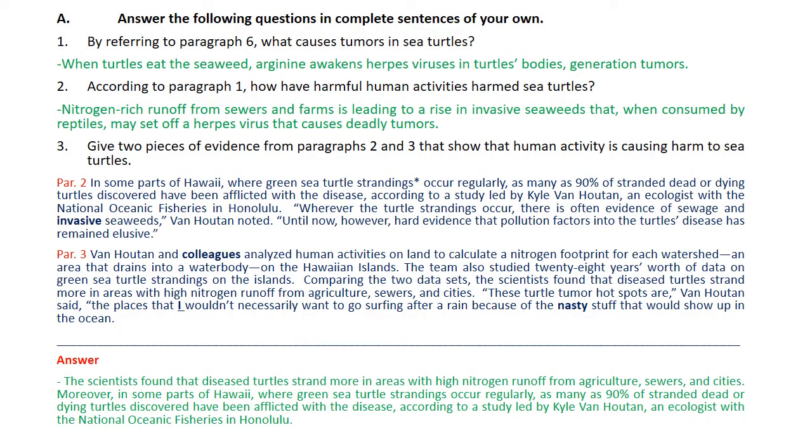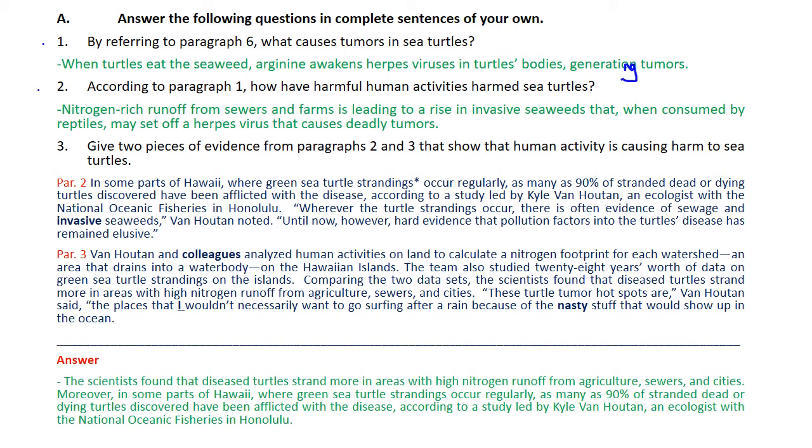Now let's answer part of the worksheet together, so that we can practice more and more how I expect you to answer on quizzes and tests. Answer the following questions in complete sentences of your own. Number 1, by referring to paragraph 6, what causes tumors in sea turtles? We just read it. When turtles eat the seaweed, arginine awakens herpes viruses in turtles' bodies, generating tumors.